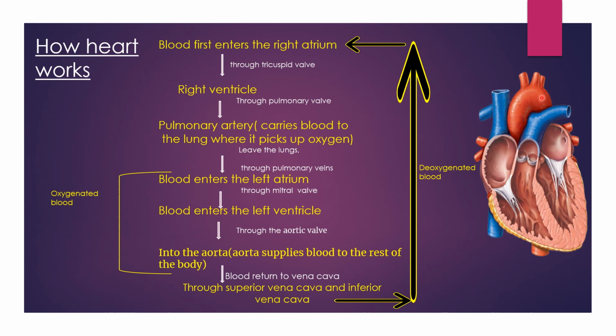Now this blood will go to the body. Now the body will utilize the blood. Then again oxygen-poor blood will enter through the superior vena cava and inferior vena cava into the atrium. Then again this cycle will go on. Okay, so this is all about how the heart works.